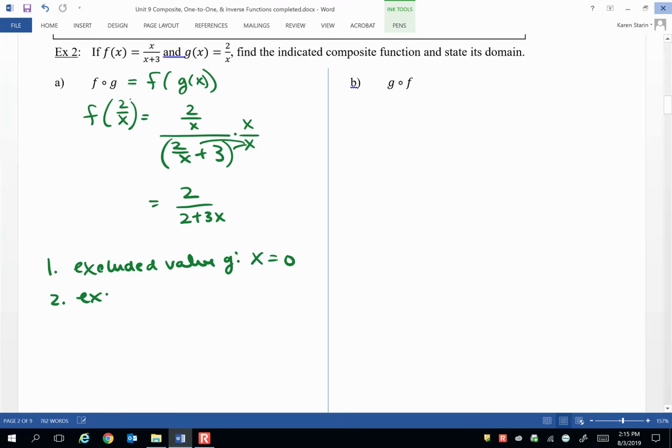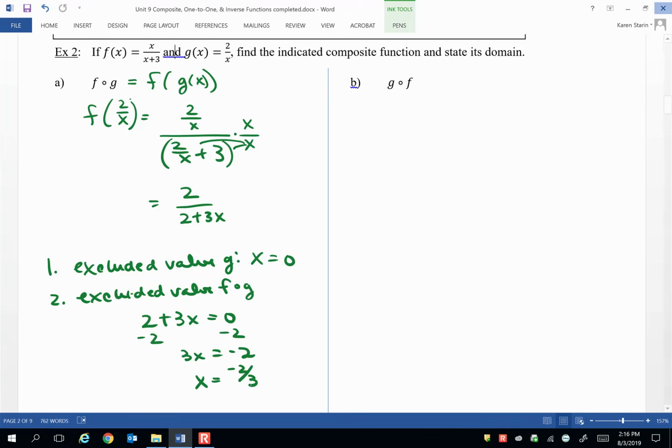The excluded values of the composition, f composed with g, well, we have to look at this denominator we've just found. When is 2 plus 3x equal to 0? Well, we'd subtract 2 and then divide by 3. So 3x equals negative 2, x equal to negative 2/3 must be excluded from the composed function.